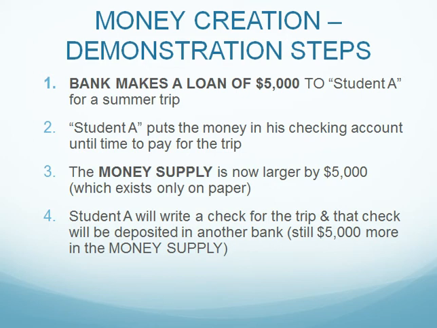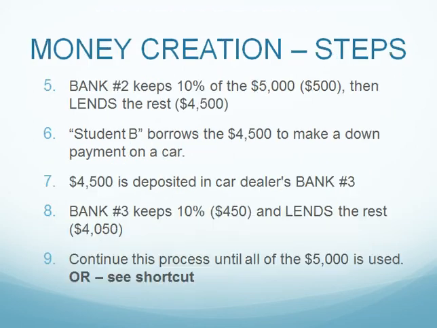Bank A makes a loan of $5,000 to student A for a summer trip. Student A puts the money in his checking account until it's time to pay for the trip, and the money supply is now larger by $5,000, which only exists on paper. Student A will write a check for that trip, and that check will be deposited in another bank, and that's still $5,000 more in the money supply.